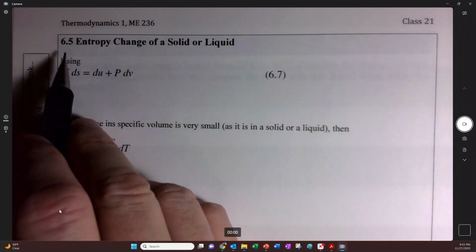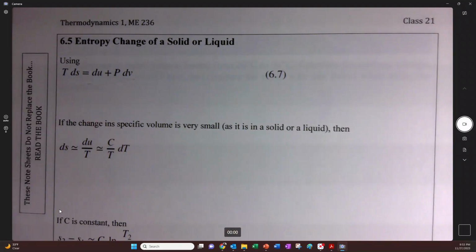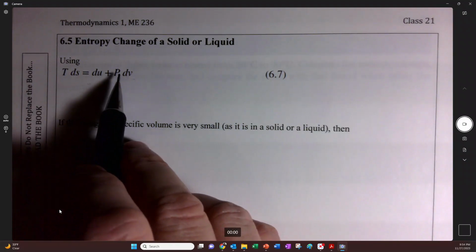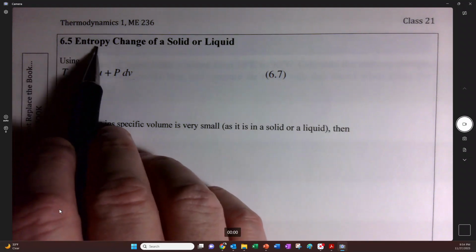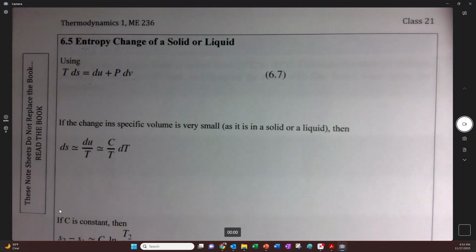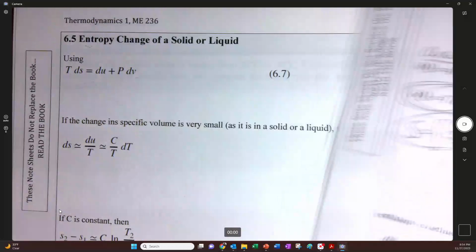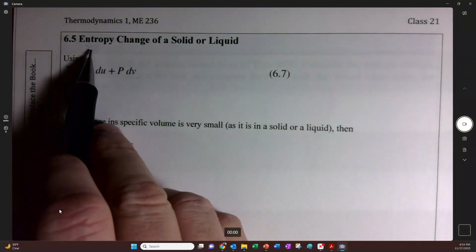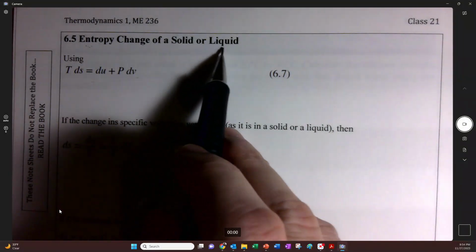So let's get into here because I have more time. I'm at the 7-minute mark, and this won't take very long. And then I'll do an example that's associated with this portion right here. And then we're going to do a deeper dive into this section after that example, right? So let's talk about the entropy change for a solid or a liquid.